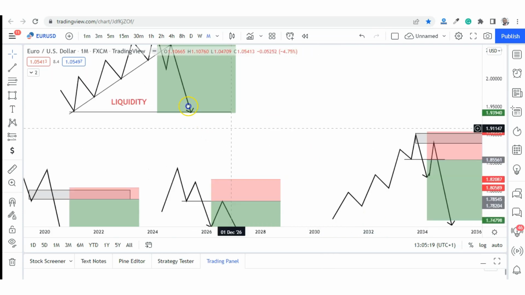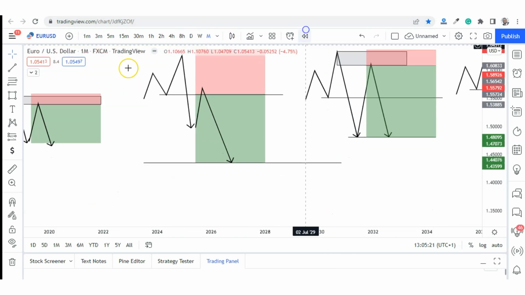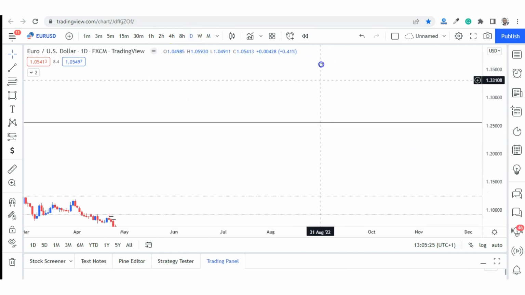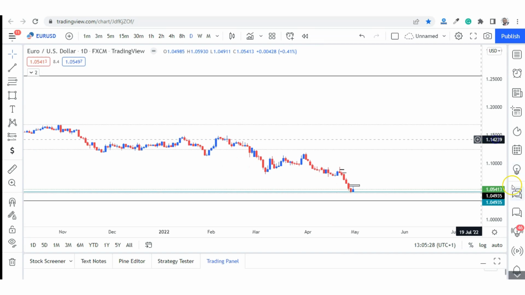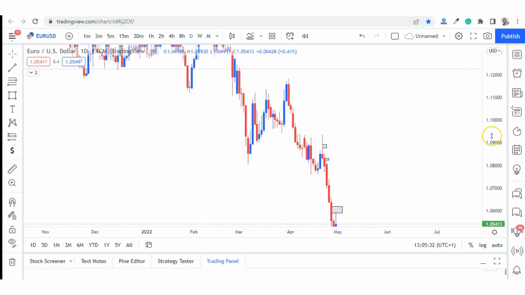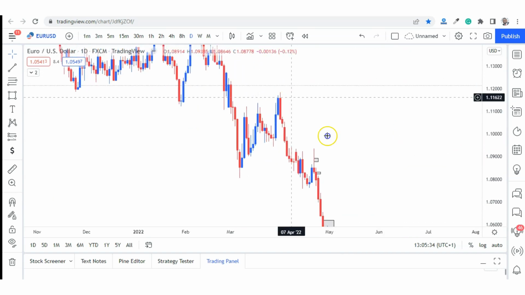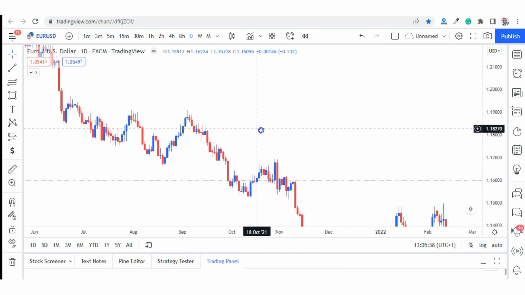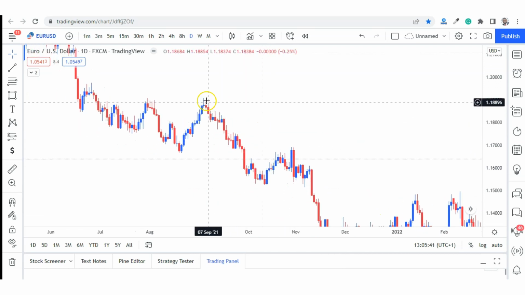So let's look at the chart and see how retail and smart money traders will have approached this market. Okay, so let's see. I want a very easy stuff here. Now let's look at this, for example.